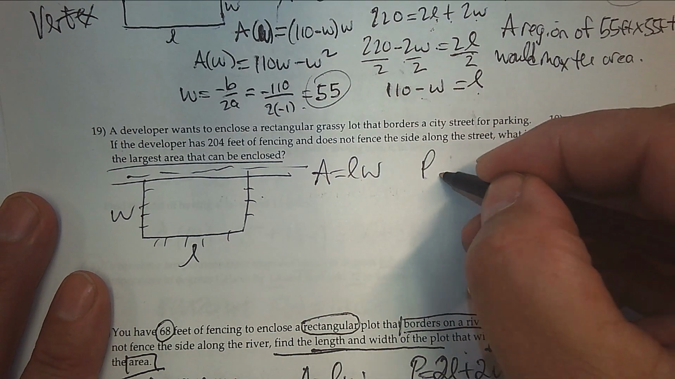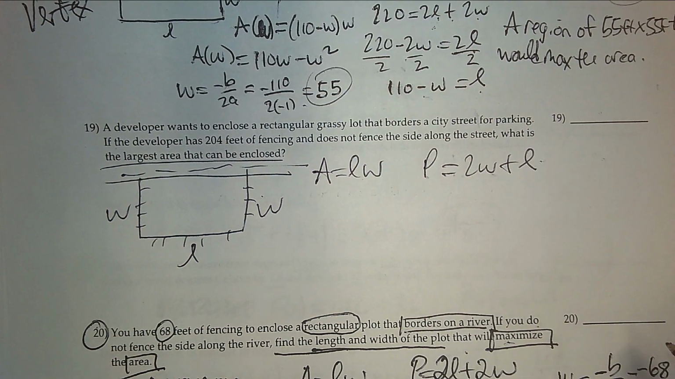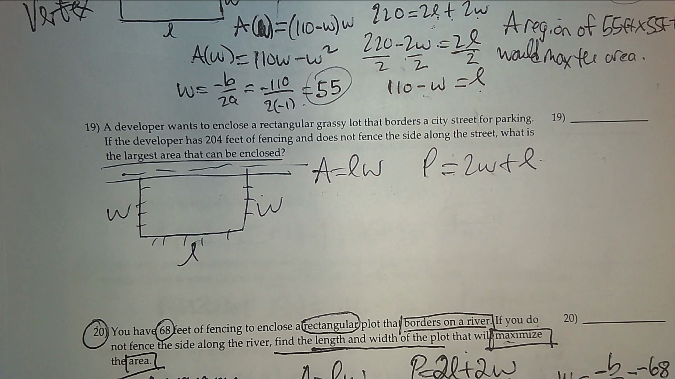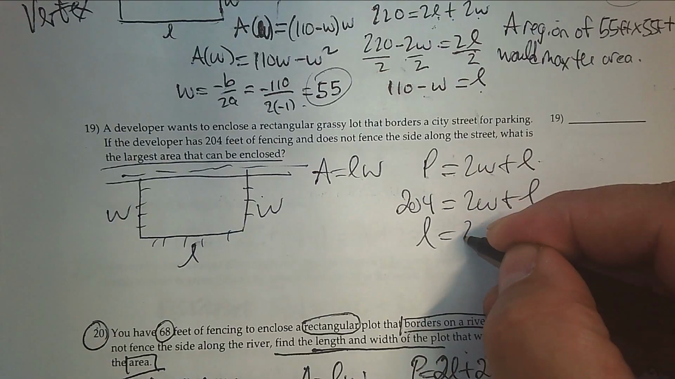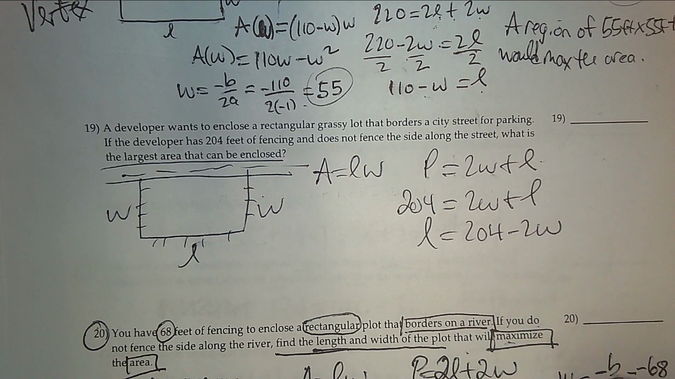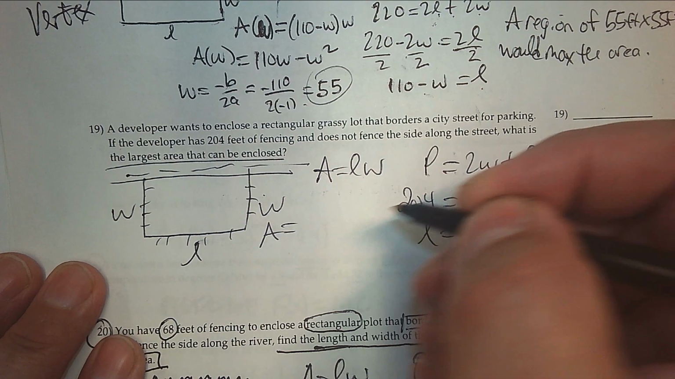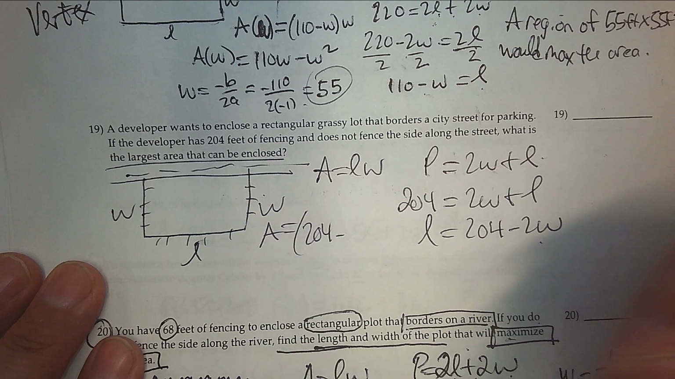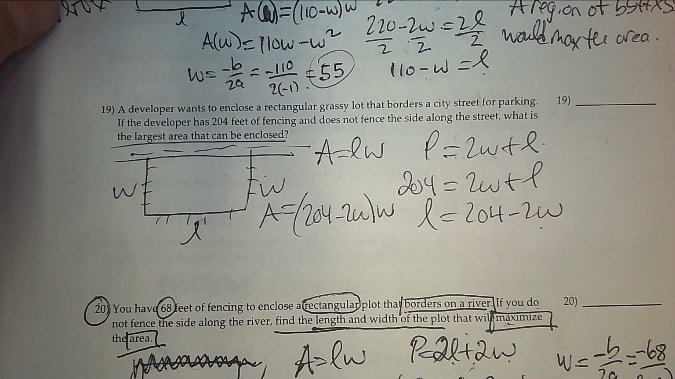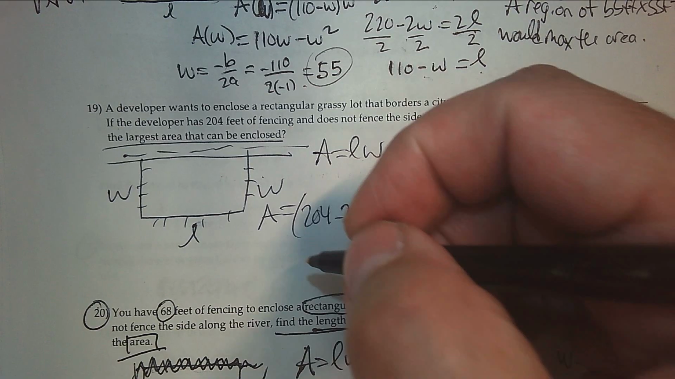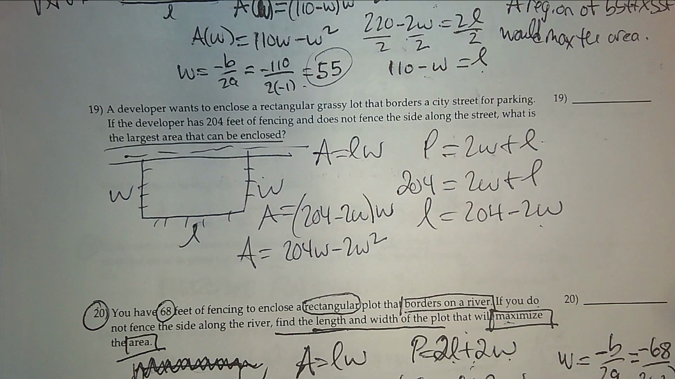But the perimeter is how many W's and how many lengths. So we take off one of the lengths because we don't need it because we have a street there. We know we have 204 feet of fence. And then if I try to get L by itself, it's 204 subtract 2W. Then I can come back to this equation, and where there's an L, I can put in 204 subtract 2W. And we still have a W there. So now we have one equation, one unknown, not two. Distribute, so you have 204W minus 2W squared.